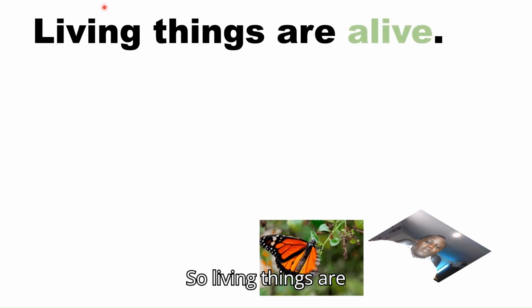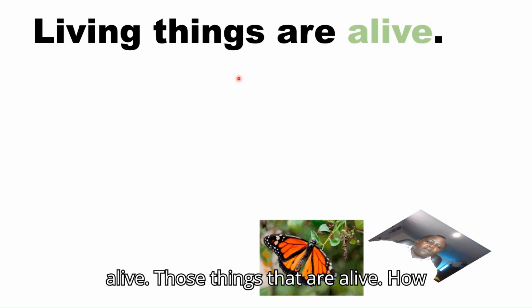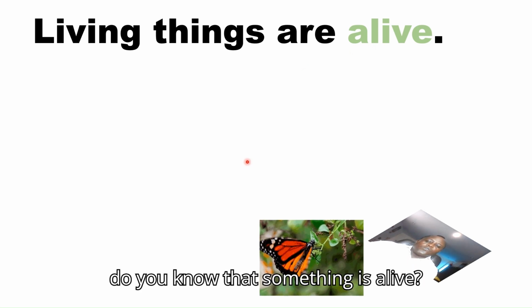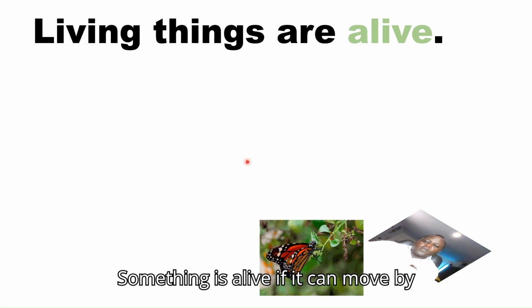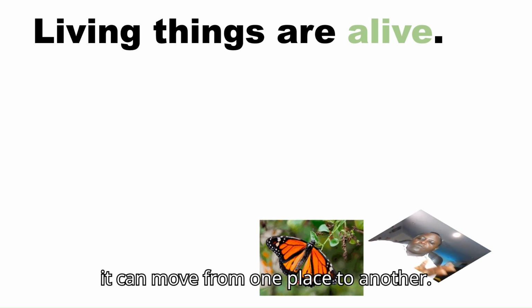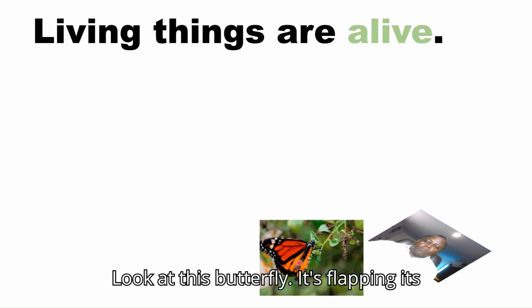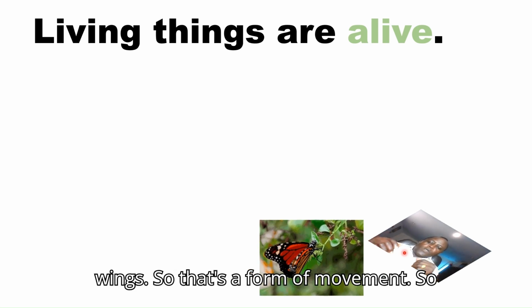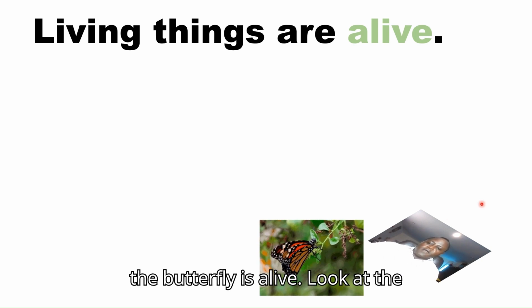The butterfly's flapping is a form of movement. So living things are alive. How do you know that something is alive? Something is alive if it can move by itself, from side to side, or from one place to another. Look at this butterfly, it's flapping its wings, so that's a form of movement. So the butterfly is alive.